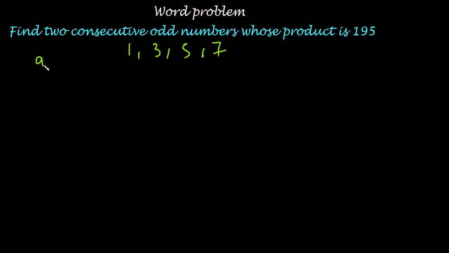So if a is the first odd number that we are looking for, then the second one that will follow it will be a plus 2. So now they are saying that the product of these numbers is 195. So when we multiply these numbers together, we get 195.